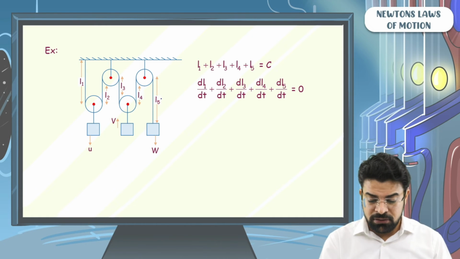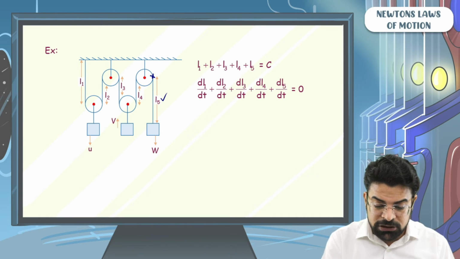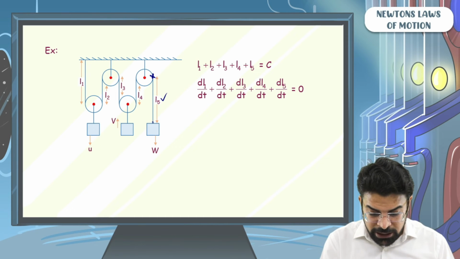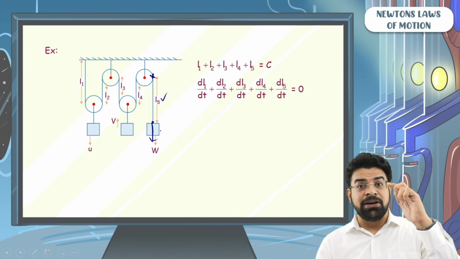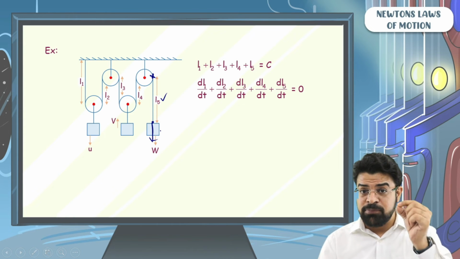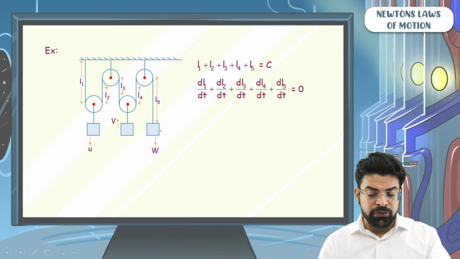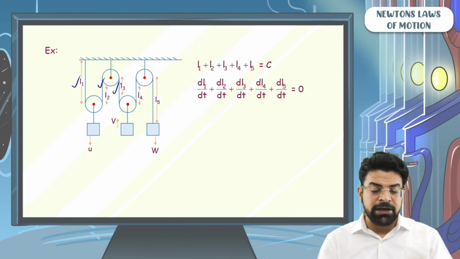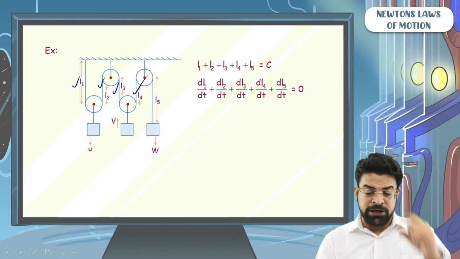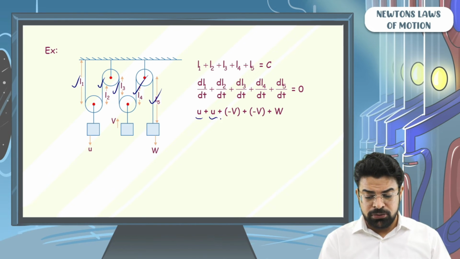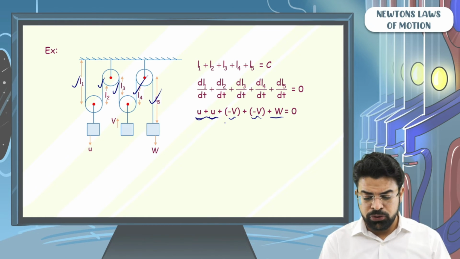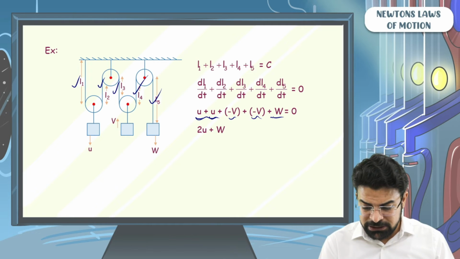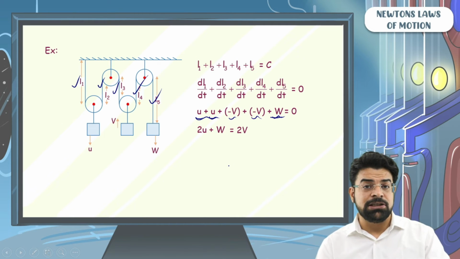Now about the last length, which is L5, the upper end of this pulley is fixed and the lower end is connected to the block which goes down with a speed w. So length 5 is increasing. So you will say that dL5 by dt is plus w. So on substituting the data, we get dL1 by dt plus u, dL2 by dt plus u, dL3 by dt minus v, dL4 by dt minus v, dL5 by dt plus w. So plus u plus u minus v minus v plus w has to be equal to 0. So what we get from here is 2u plus w equals 2v. So this is the relationship between the velocities.